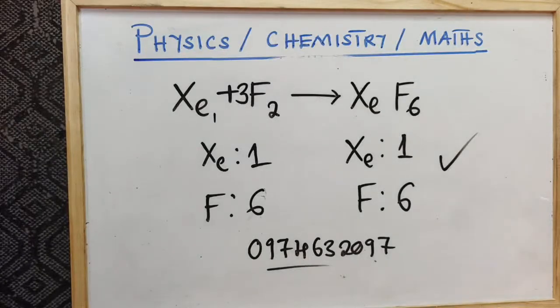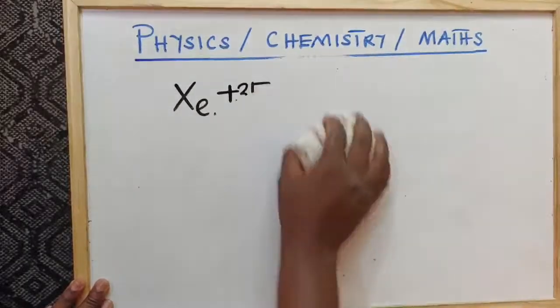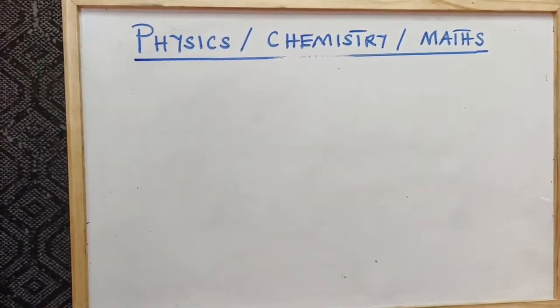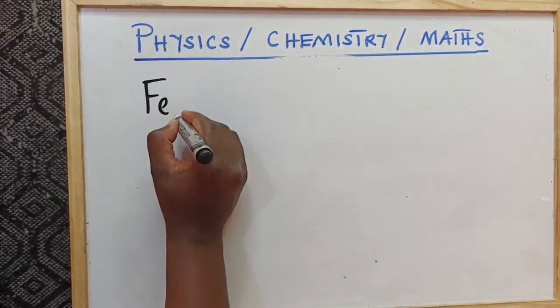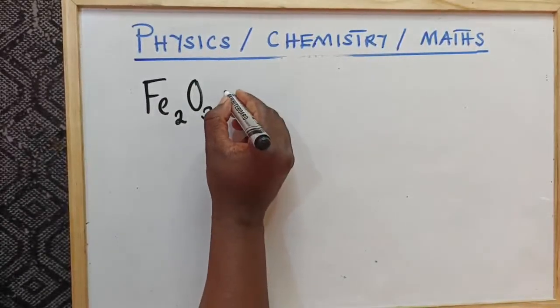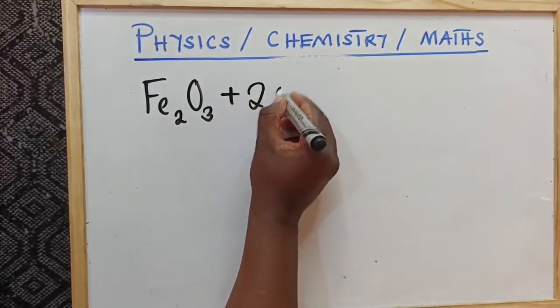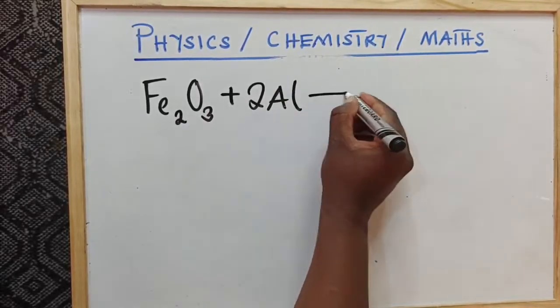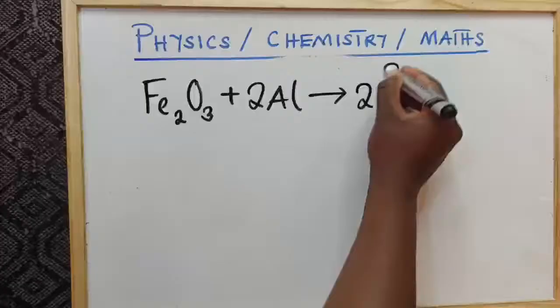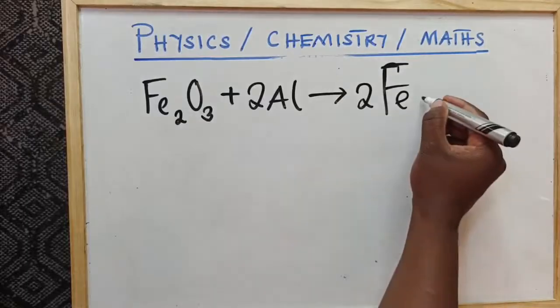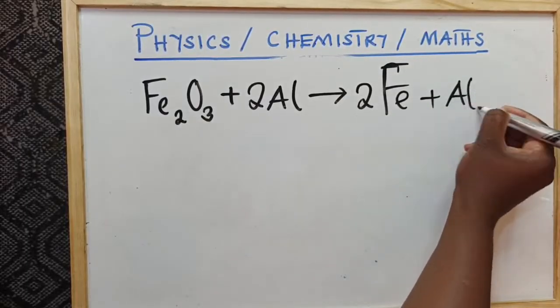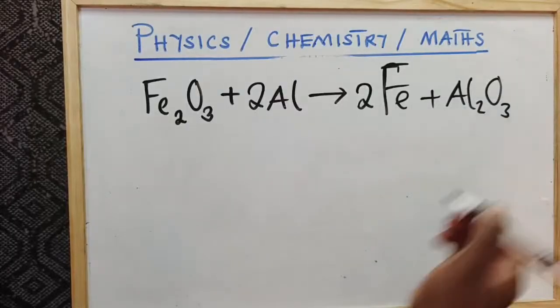We try to balance. This one is a little bit more complicated, not very much, but it will require more thinking. So this other equation looks like this. We've got Fe2O3 plus 2Al. This goes all the way to something like this: Fe, this is capital F, Fe plus Al2O3.